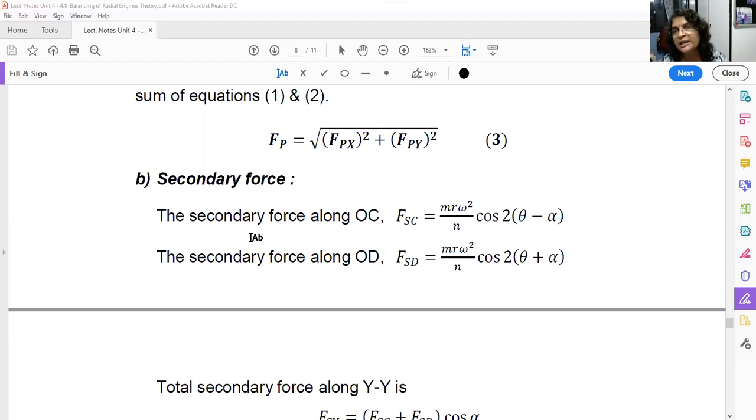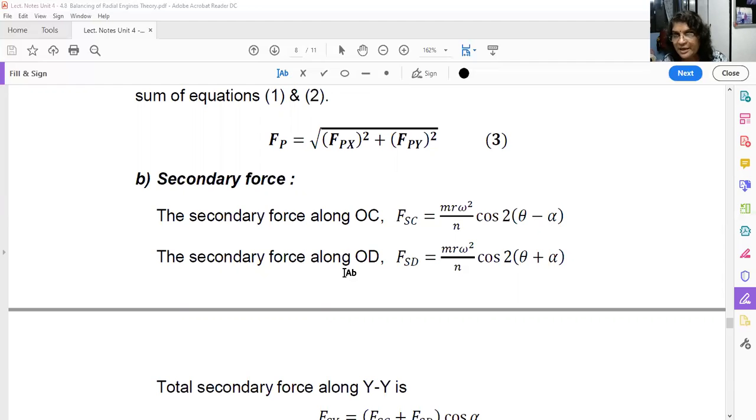So first you write down the secondary force along OC, that means along the line of stroke. What is it? FSC, that is the secondary force for cylinder C. What is the magnitude of the secondary unbalanced force? mr omega square upon n into cos 2 theta. But here theta will be replaced by theta minus alpha for cylinder C.